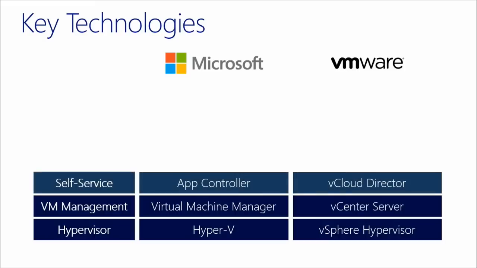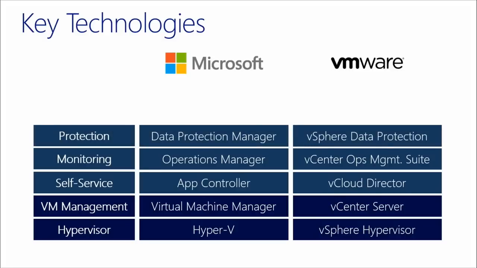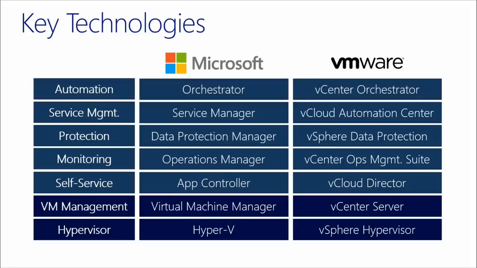As we move up the stack and think about more cloud-like capabilities, we have self-service that we provide through App Controller, which is similar to the vCloud Director. For monitoring, we use Operations Manager, which has the same or similar capabilities to the vCenter Operations Manager suite. For protection, backup, and recovery, we have Data Protection Manager, which is equal to vSphere Data Protection. Service management includes Service Manager, similar to the vCloud Automation Center, and then finally, automation. We use Orchestrator. VMware has the vCenter Orchestrator.